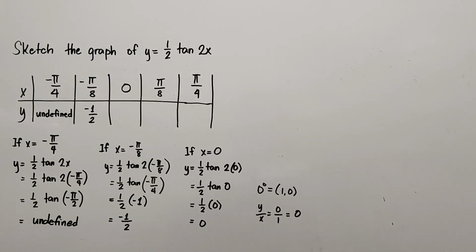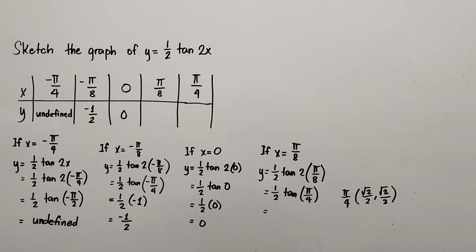If x equals 0, we have 1 half tan 2 times 0. And 2 times 0 is 0. That becomes 1 half tan 0. In the unit circle, the 0 degree has the coordinate (1, 0). Applying the ratio of the tangent, y over x, that is 0 over 1, which is equal to 0. The equation now is 1 half times 0, so the result is 0. So for x equals 0, y is also 0.